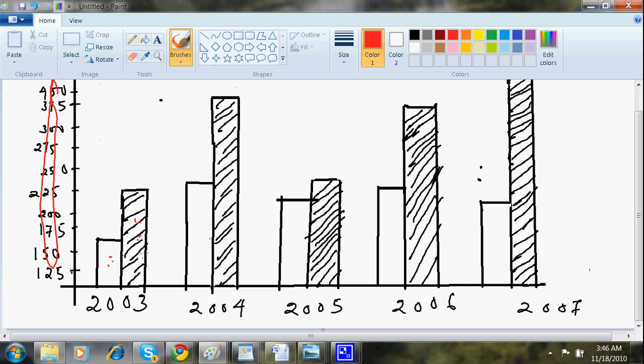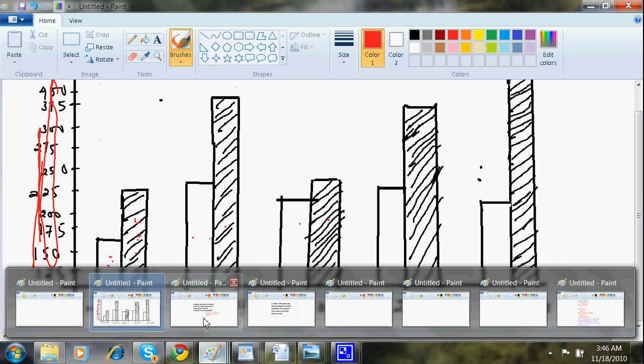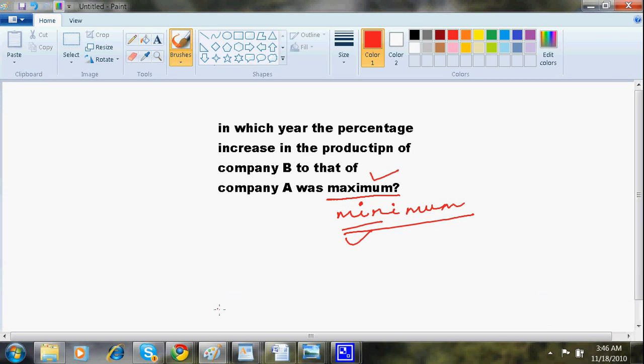So this is company A, this is company B's production, and so on. This is company A, this is company B, company A, company B. These are the productions. And I told that these figures have no meaning. Do not waste your time in calculations because the bank doesn't want your mathematical expertise.